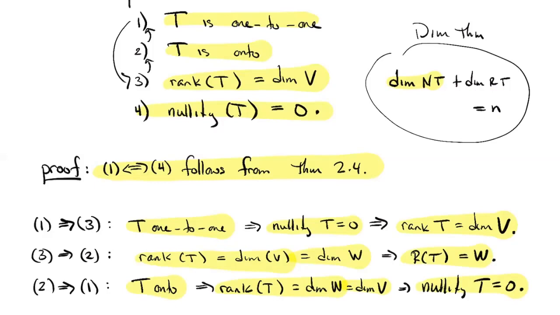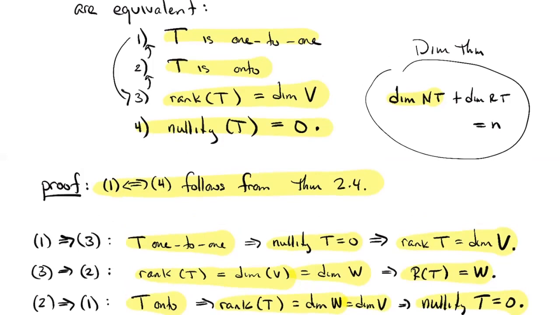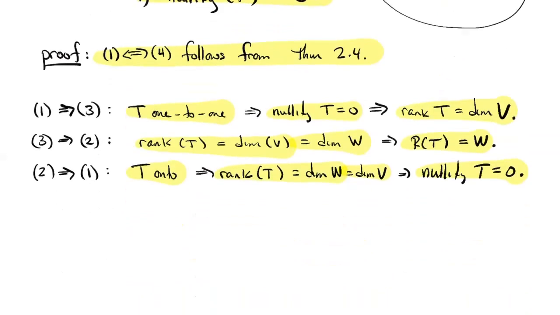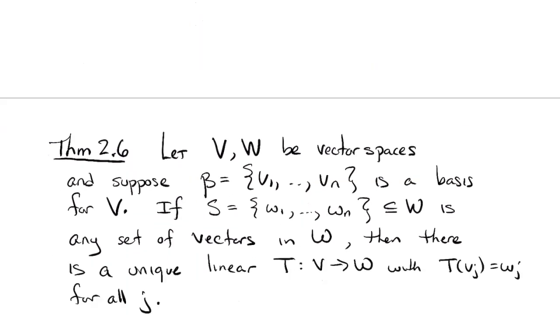All right, so this is a handy theorem. If you're looking at a linear map and you're interested in showing it's 1 to 1 and onto, and the domain and codomain have the same dimension, you don't have to do both of those. Okay, pause the video, soak that in. I'm just going to keep going.